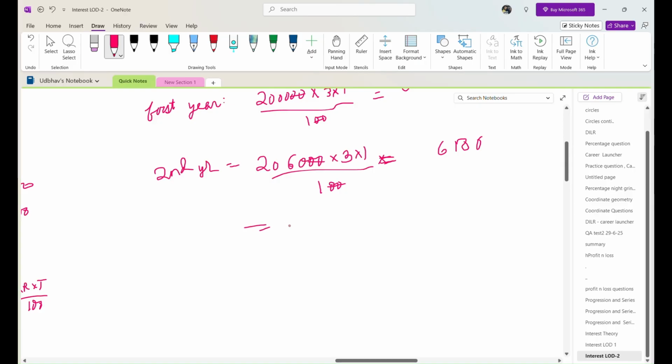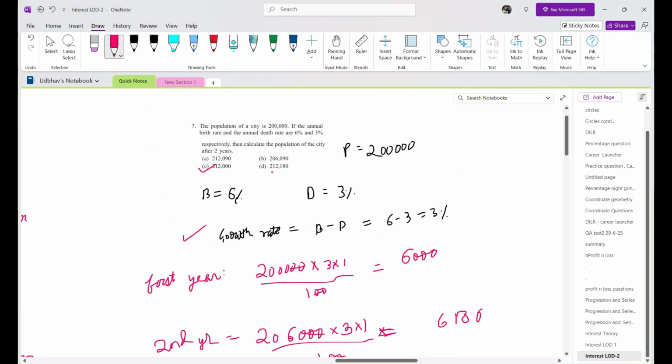6,180. So we can just get the total population now. 206,000 plus 6,180. So 212,180. So this will be the correct answer.